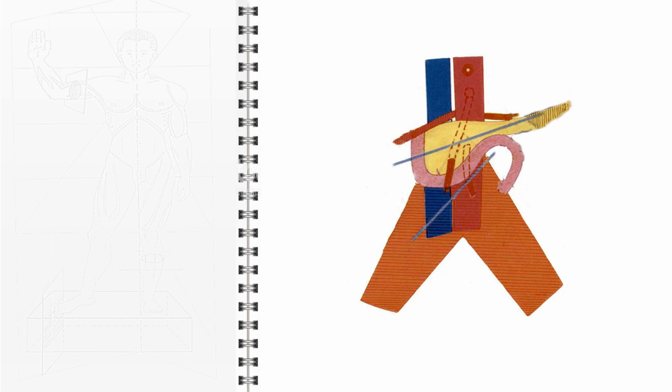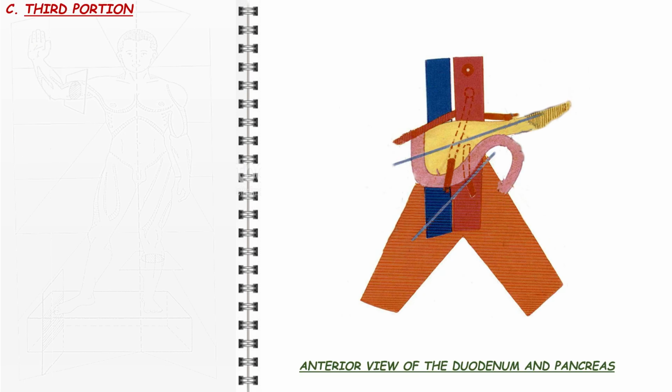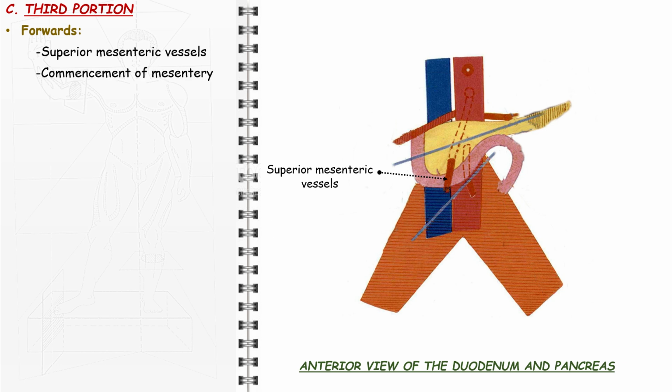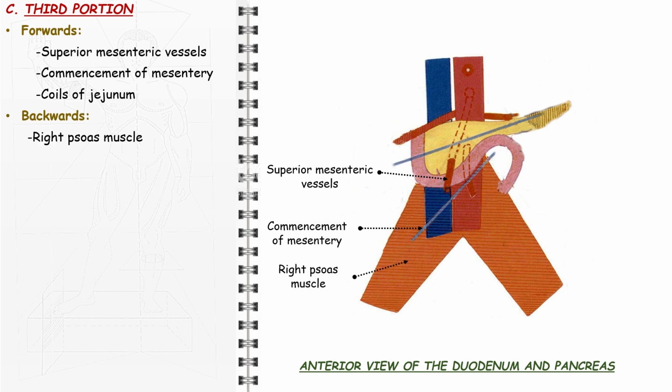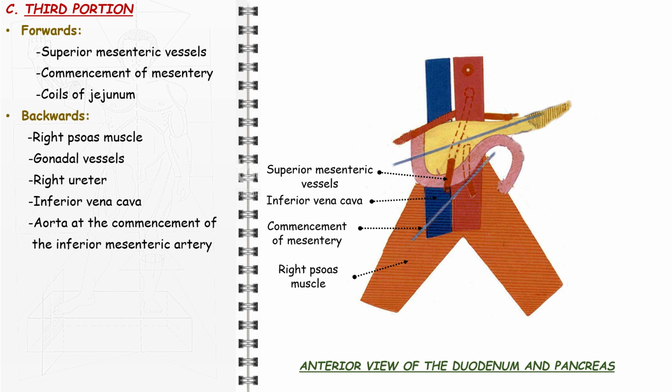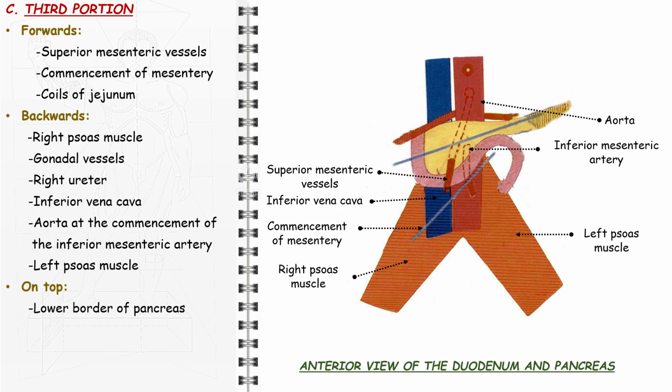The third portion runs horizontally towards the left between, forwards from the top to the bottom, the superior mesenteric vessels, the right colon, the commencement of the mesentery and coils of jejunum, backwards from the right to the left through Treitz fascia, the right psoas muscle, the gonadal vessels, the right ureter, the inferior vena cava, the aorta at the commencement of the inferior mesenteric artery and the left psoas muscle, on top, the lower border of pancreas and, at the bottom, the coils of jejunum.